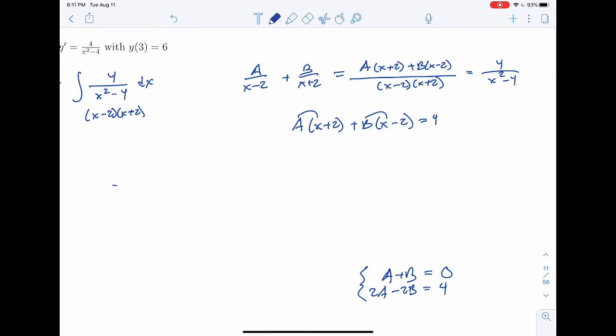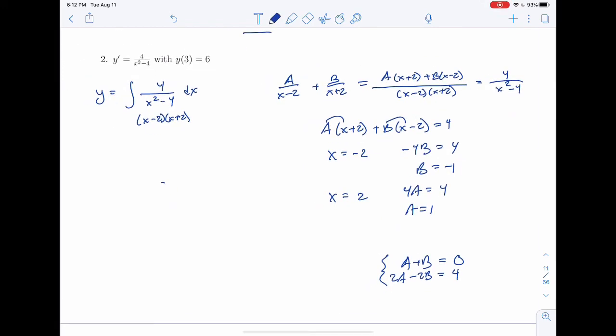So let's just do it here. When x is -2, I get -4b equals 4, and so b is -1. And then when I plug in 2, it gives me 4a equals 4, right? Because plugging in -2 makes the x plus 2 term 0 times a, and then -2 minus 2 is -4. And then plugging in 2, I get 2 plus 2 is 4, and 2 minus 2 is 0. So then a is equal to 1. So that is significantly easier.